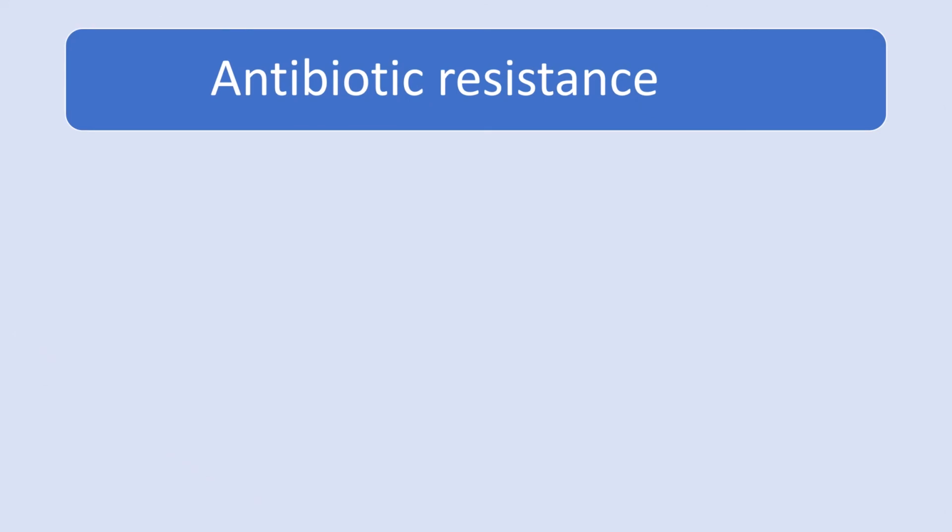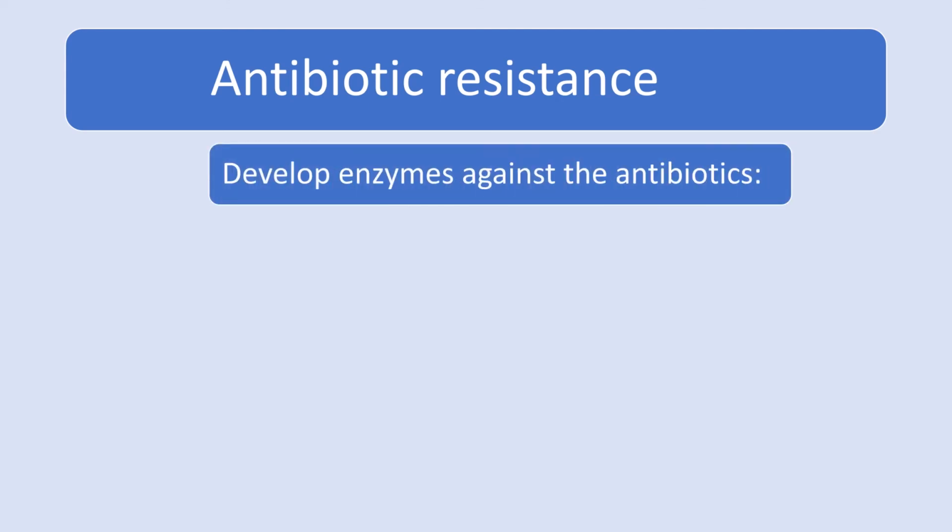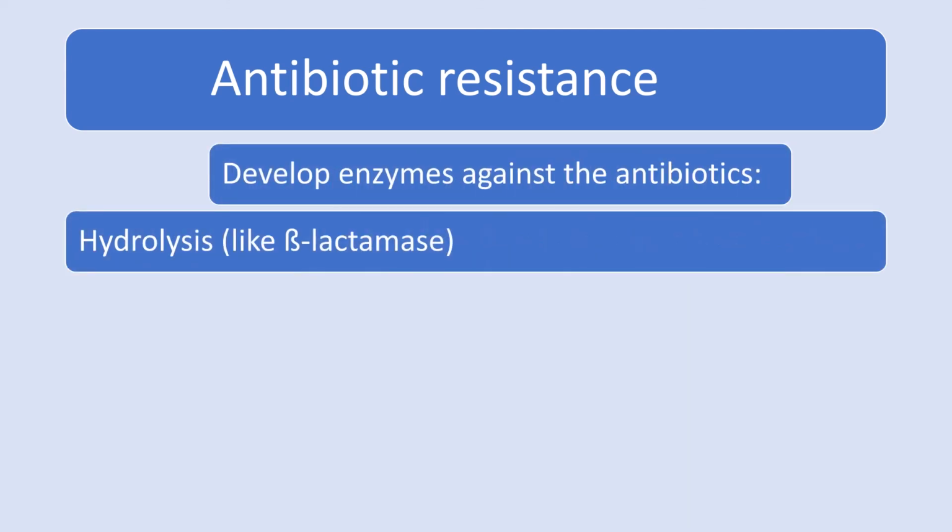Sometimes the bacteria become resistant to the antibiotics, so they develop enzymes against these. Different species of bacteria develop different types of antibiotic resistant enzymes. Some bacteria develop hydrolysis enzymes which hydrolyze the antibiotics, like penicillin resistant bacteria develop beta-lactamase, which hydrolyzes the beta-lactam ring and hence makes it ineffective.